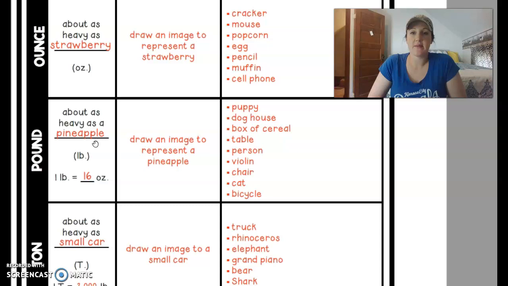And then above, same thing with ounces. A small muffin might weigh an ounce, but a bigger muffin probably isn't going to weigh a pound, but it's going to weigh maybe 6 ounces.